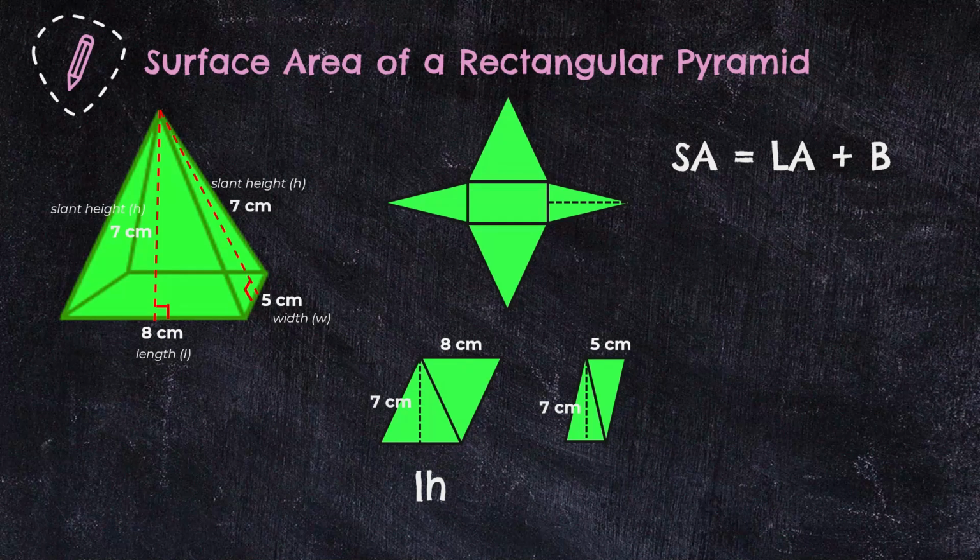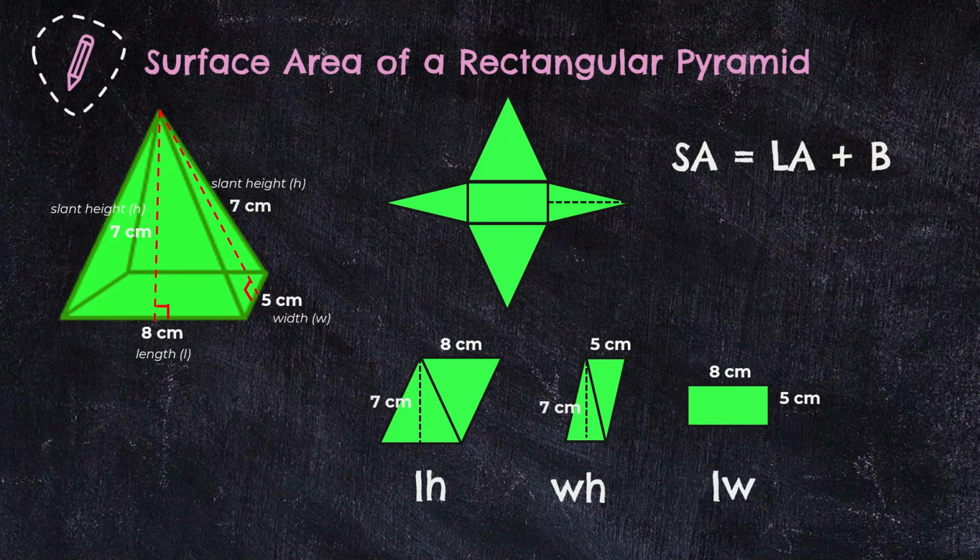So in this case, we have 5 centimeters as the width of the rectangular pyramid and the slant height of 7 centimeters. Therefore, to find its area, all you have to do is multiply the width by its slant height. How about the area of the base of this figure? Since we have a rectangle, the dimensions are length, which is 8 centimeters, and width of 5 centimeters. So therefore, to find its area, we have length times the width.